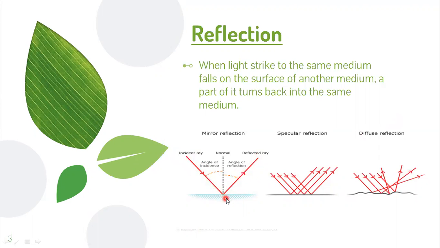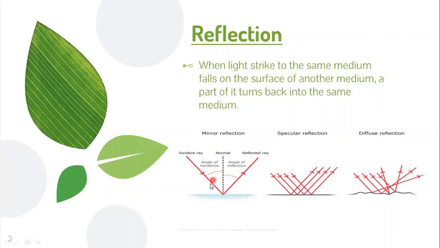The ray of light that strikes the mirror is called the incident ray, and the ray of light that reflects back to the same medium is called the reflected ray. These arrows are showing the direction of the light ray. The light ray comes from the source, strikes the surface and comes back to the same medium. And the imaginary line in between these 2 rays is called the normal.